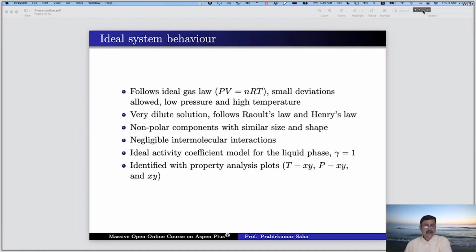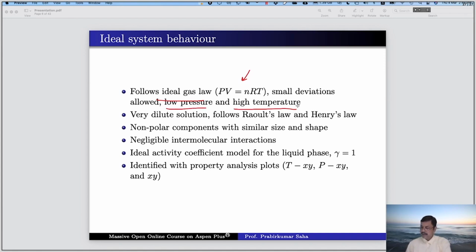Now let us understand what is ideal system behavior. As I said, ideal system behavior means there will be no liquid-liquid or vapor-vapor interaction. There will be no molecular interaction between them. In such a situation, say ideal gas, it will follow the ideal gas law, that is PV = nRT. A small deviation is allowed, but a large deviation from PV = nRT is not allowed. And this will be valid only in the low pressure region and high temperature region.